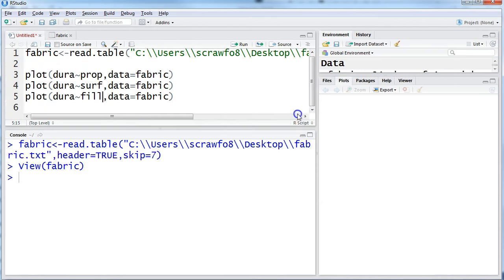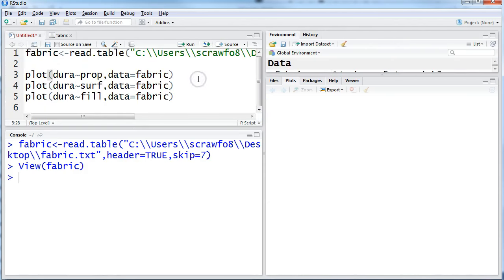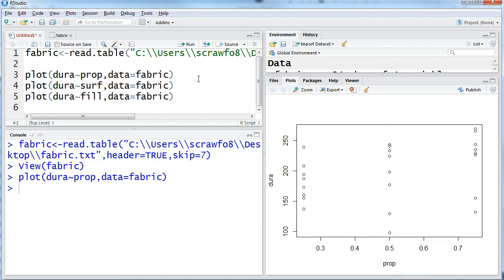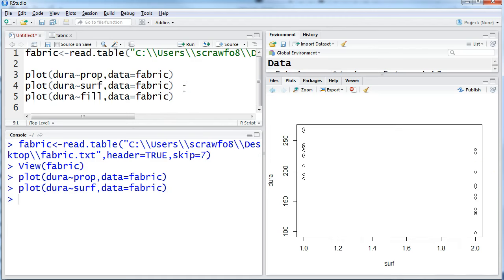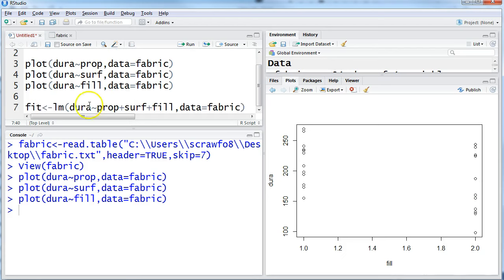So the first thing I want to do is take a look at the effect of these variables on durability. It looks like as the proportion increases, it's tough to see. How about surface treatment? Okay, it looks like increasing surface treatment drops the durability. So this is obviously a bad surface treatment. Fill looks about the same as surface treatment. So I'm going to make a linear model predicting the durability based on all 3 of these. And I'm not going to put in multiplication because I don't have any reason to think that there's an interaction yet.